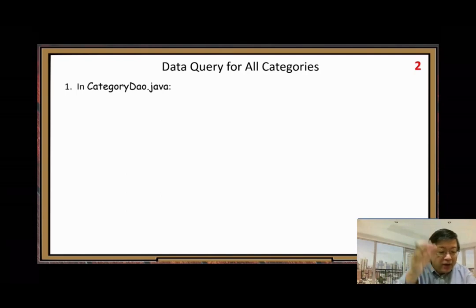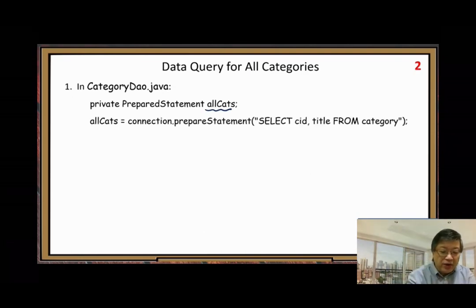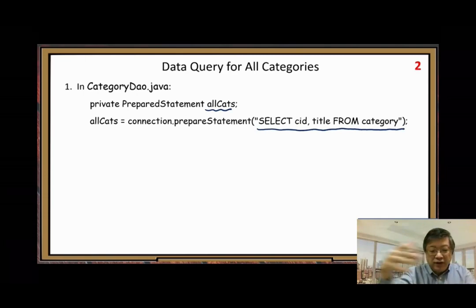So in this category DAO.java, we define the all cats statement object, a prepared statement object. Then we define the query: select CID, title, two main fields from category list. Here you can see there is no question mark, so we do not need to set any unknown parameter for this query.